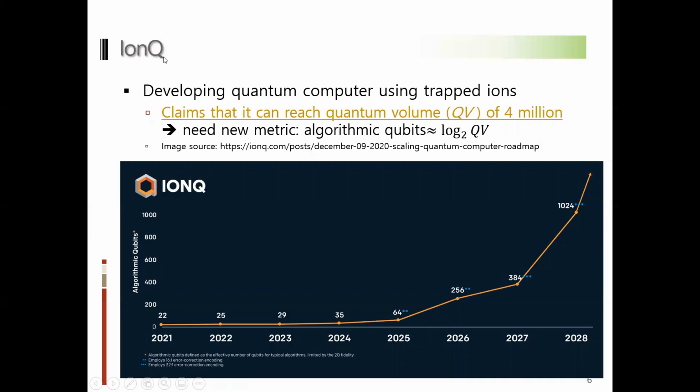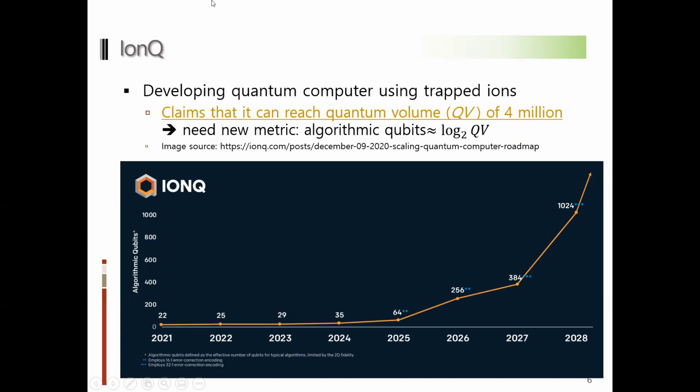And again, as I mentioned before, IonQ is one of the companies developing quantum computers using trapped ions. One of the interesting recent claims is that they can reach a quantum volume of 4 million. At this point you might not realize how large this is, but I will explain. I will also show you the quantum volume the superconducting qubits can achieve. They are much smaller than this, more likely just a few hundred.